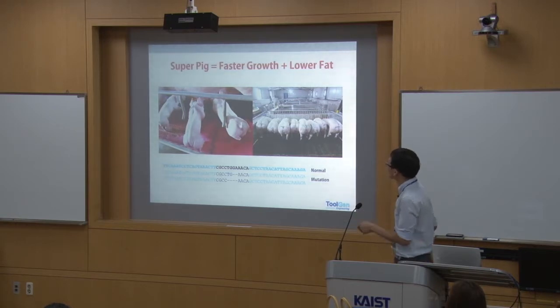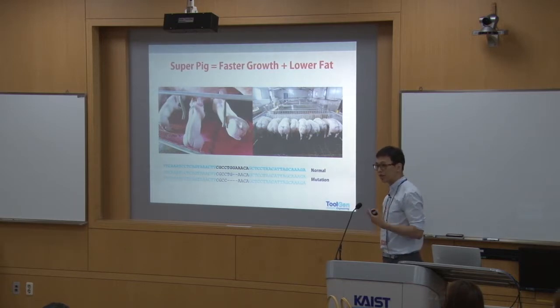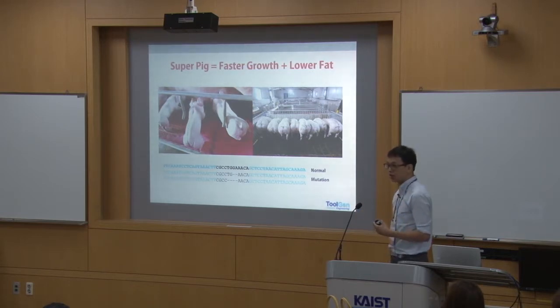So this pig, we sometimes call super pig or the double muscle pig, can be an interesting product for us as a company, providing a phenotype of faster growth. Even when they eat the same amount of food, they grow a little faster than normal pigs. Also, as a food source, they have more protein and muscle, less fat. So it will be a healthier diet source.